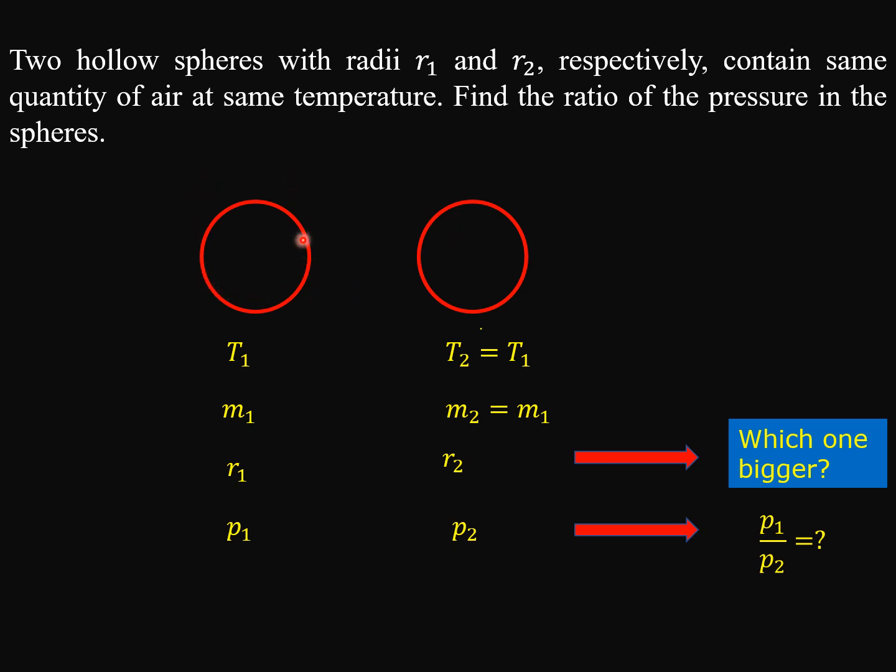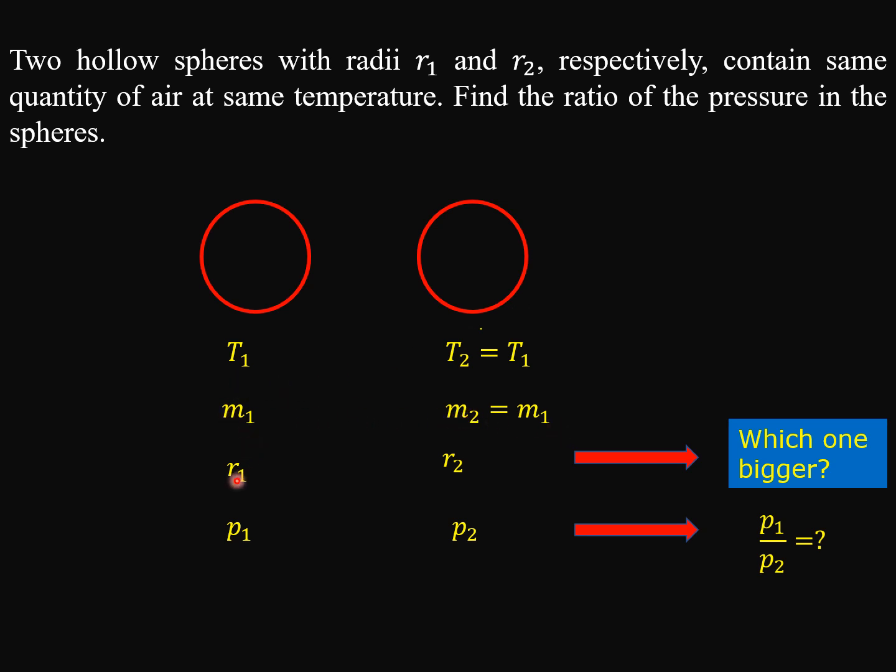For sphere number 1, the temperature is T1, and for sphere number 2 the temperature is T2, but it is equal to T1, the same temperature. For the masses of the gas in the spheres, M1 and M2, they are also the same.